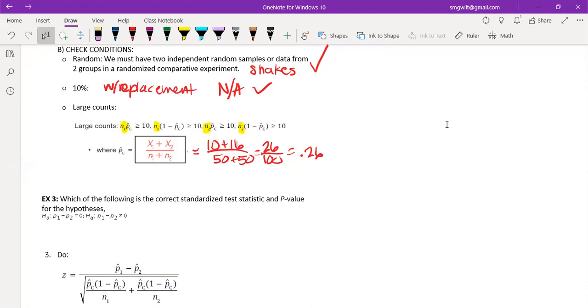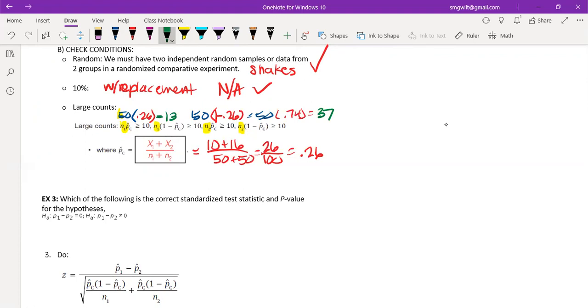So if I'm going to multiply, I have to take 50 times 0.26, which gives us a value of 13. And then I have to check 50 times 1 minus 0.26, which is the same as having 50 times 0.74. And that gives me a value of 37.